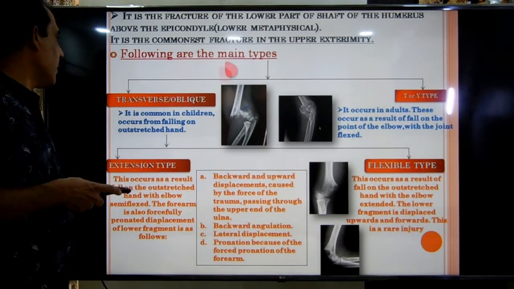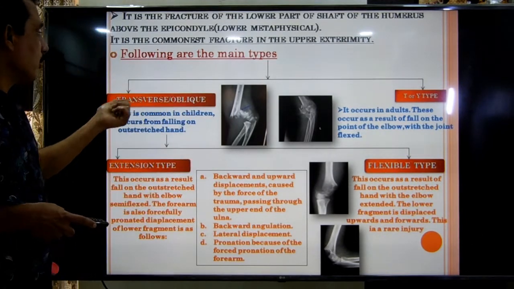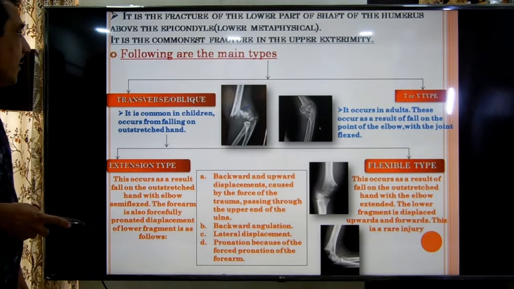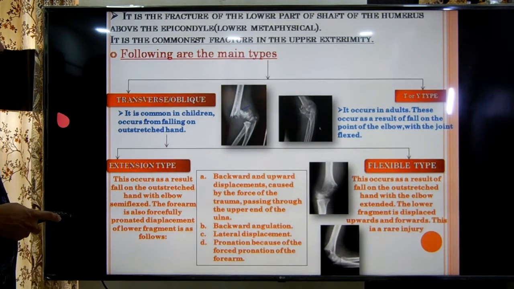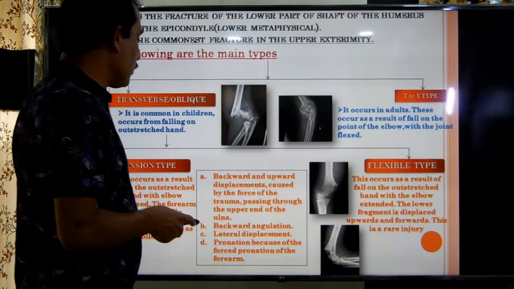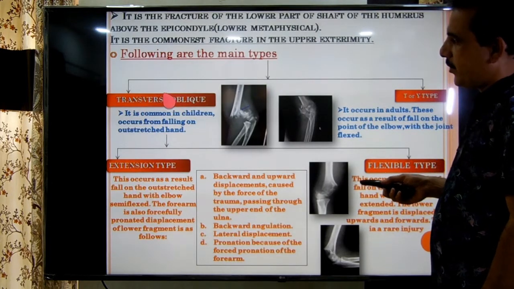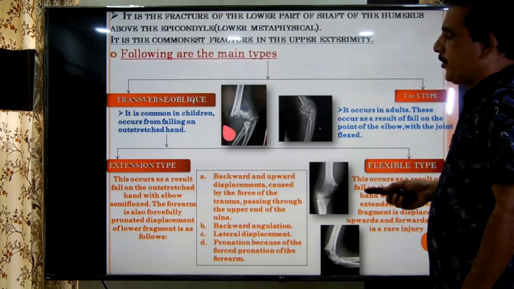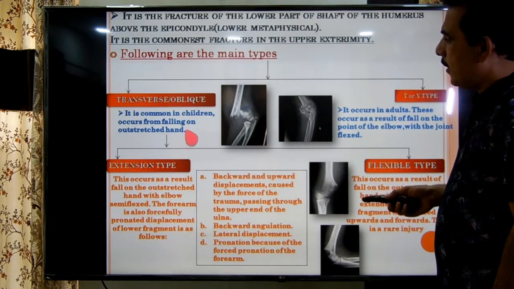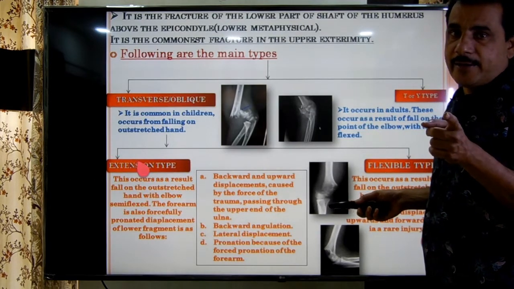Now, the types of supracondylar fracture of the humerus. There are two main types. One is the transverse or oblique fracture. Second is the T or Y type fracture. The commonest is the transverse fracture. It is common in children, and it occurs from falling on the outstretched hand.